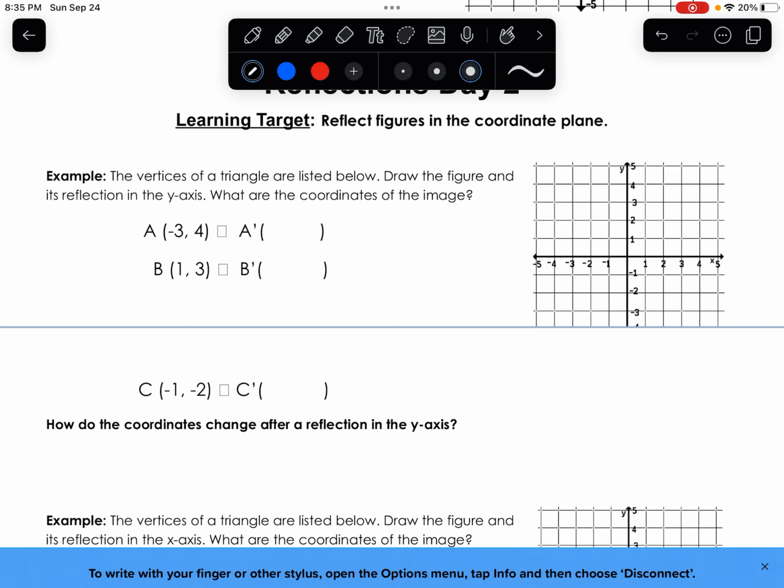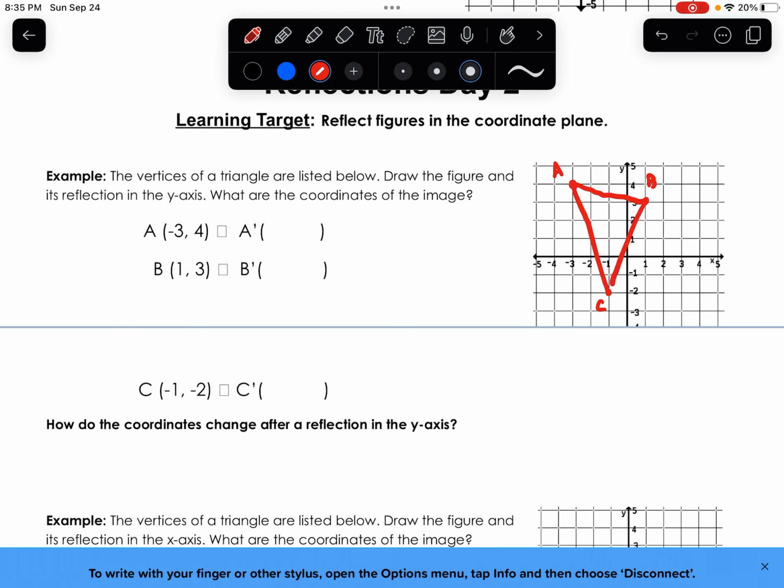So our first question says the vertices of a triangle are listed below. Draw the figure and its reflection in the y-axis. So I'm going to go ahead and plot that original figure, which is at -3, 4. That was A. 1, 3 was B. And then -1, -2 is C. So I'm going to draw that triangle.